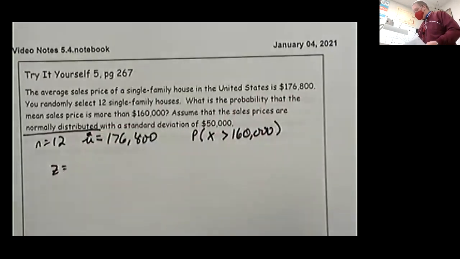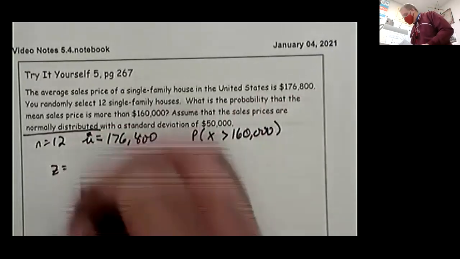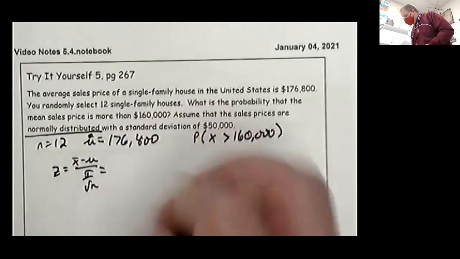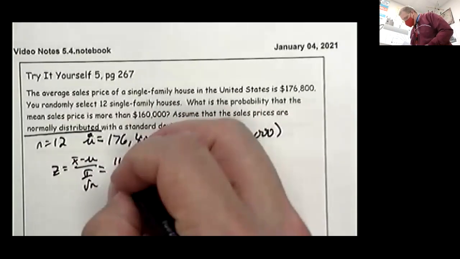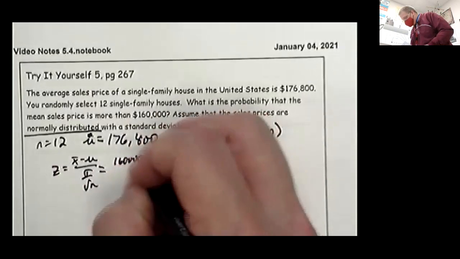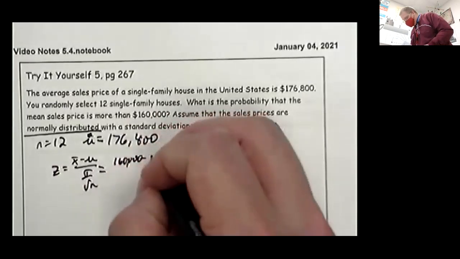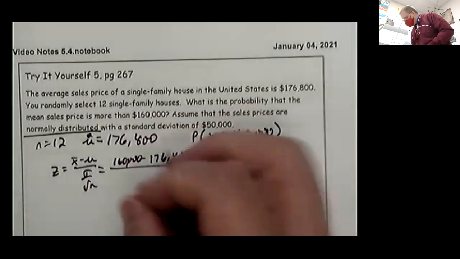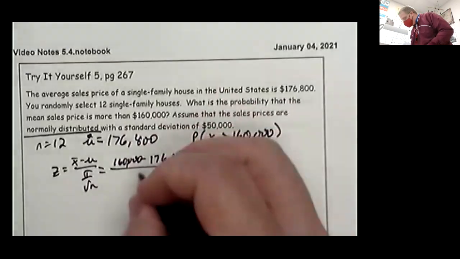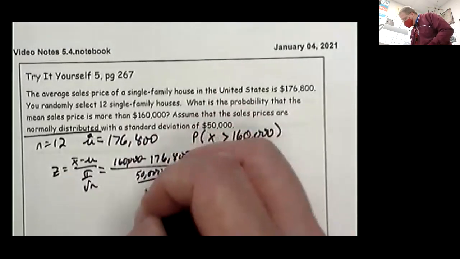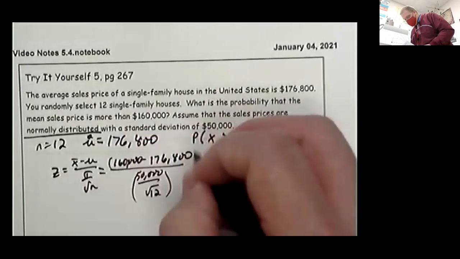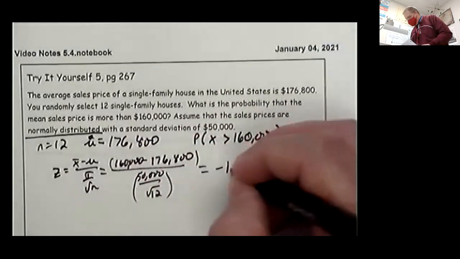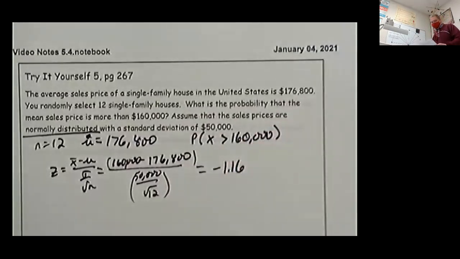We need to find our Z-score. Because we're picking more than one, we have to use a sampling distribution. That is X bar minus mu over sigma over square root of n. That is 160,000, missed a zero there, minus our 176,800 population average, divided by sigma, which was 50,000, divided by square root of 12. Again, put parentheses on that. And when you type that into calculator, I got a negative 1.16.